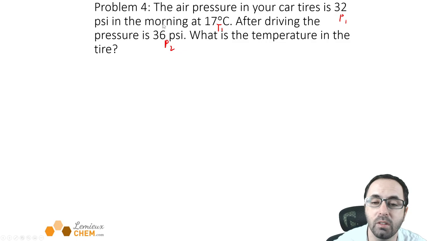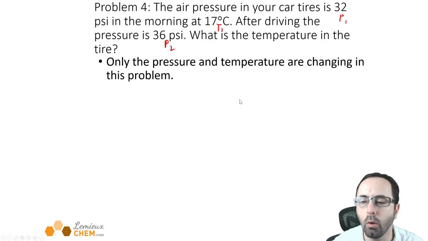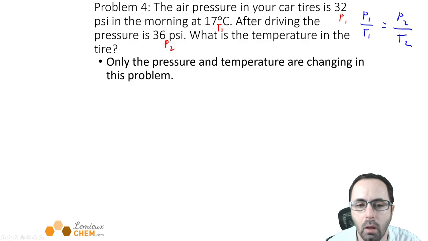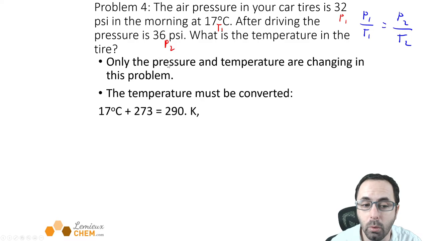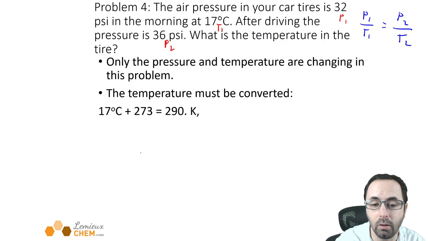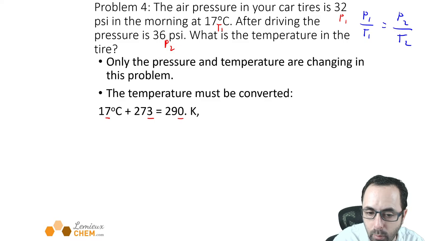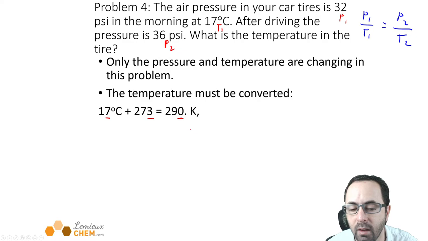Since only pressure and temperature are in the problem, we're going to be using P1 over T1 equals P2 over T2 again. Again, our temperature needs to be in Kelvin. So we're going to take the 17 and add 273, and we get 290 Kelvin. And again, our last sig fig is right here at the zero. That's why I put the decimal point, because we're adding two numbers where the last sig fig is at the ones place. So we get 290 with a decimal point to indicate that the zero is significant.